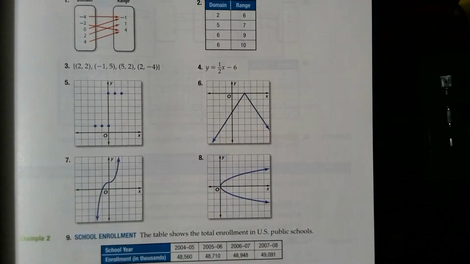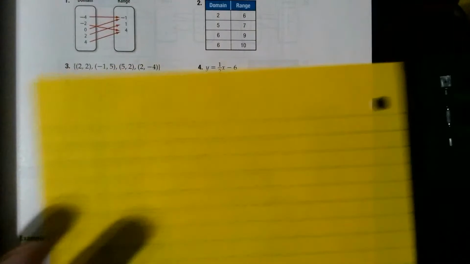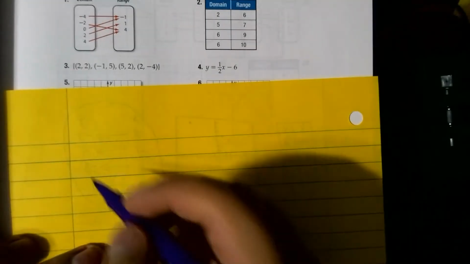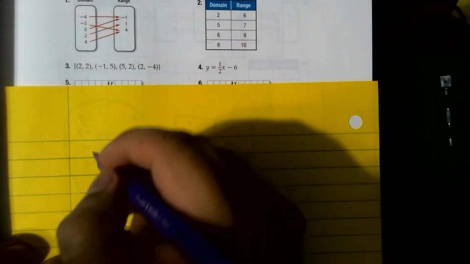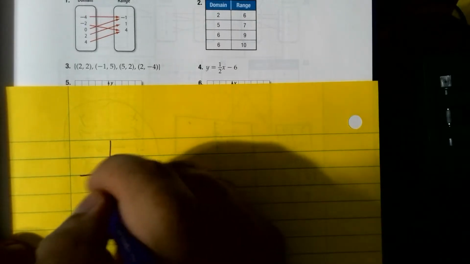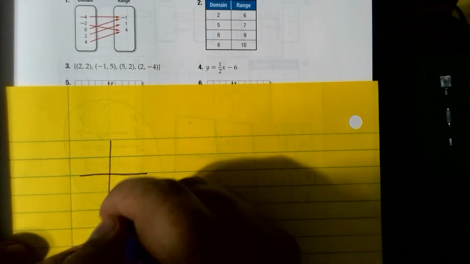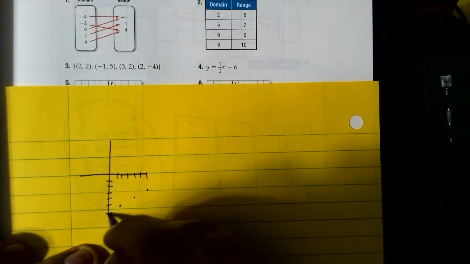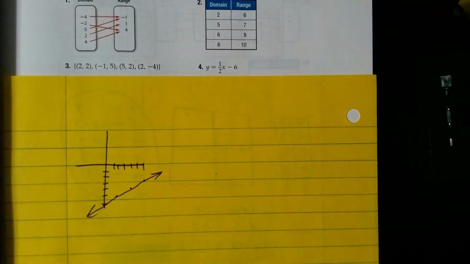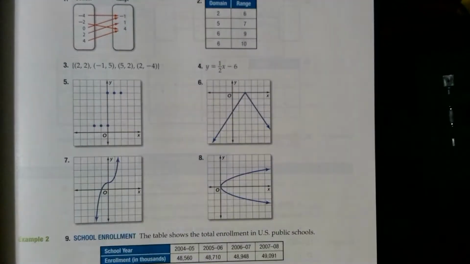So a quick drawing of this graph: -6 is going to be down here, 1, 2, 3, 4, 5, 6, and then we're going to go up 1 over 2, 1 over 2, 1 over 2. Beautiful, and it looks like it's going to be a function.